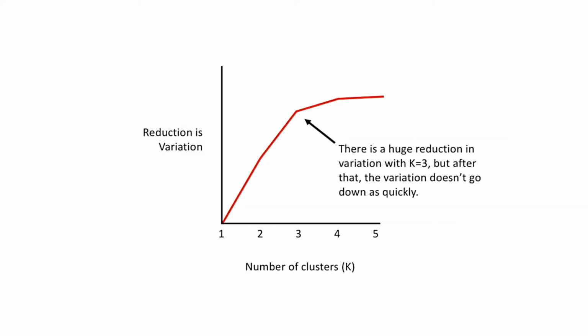However, if we plot the reduction in variance per value for k, there is a huge reduction in variation with k equals 3. But after that, the variation does not go down as quickly. This is called an elbow plot, and you can pick k by finding the elbow in the plot.